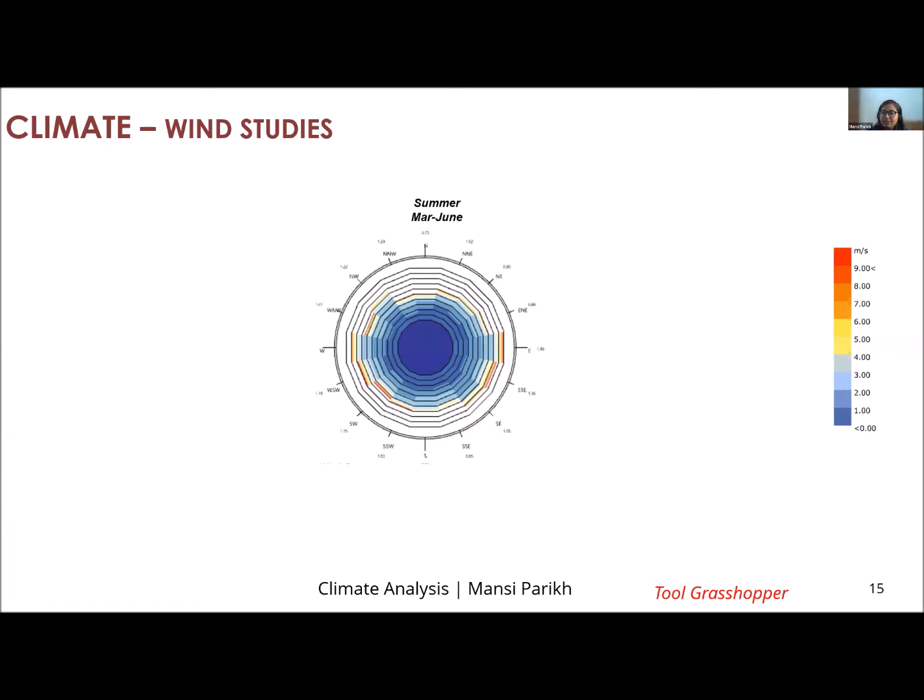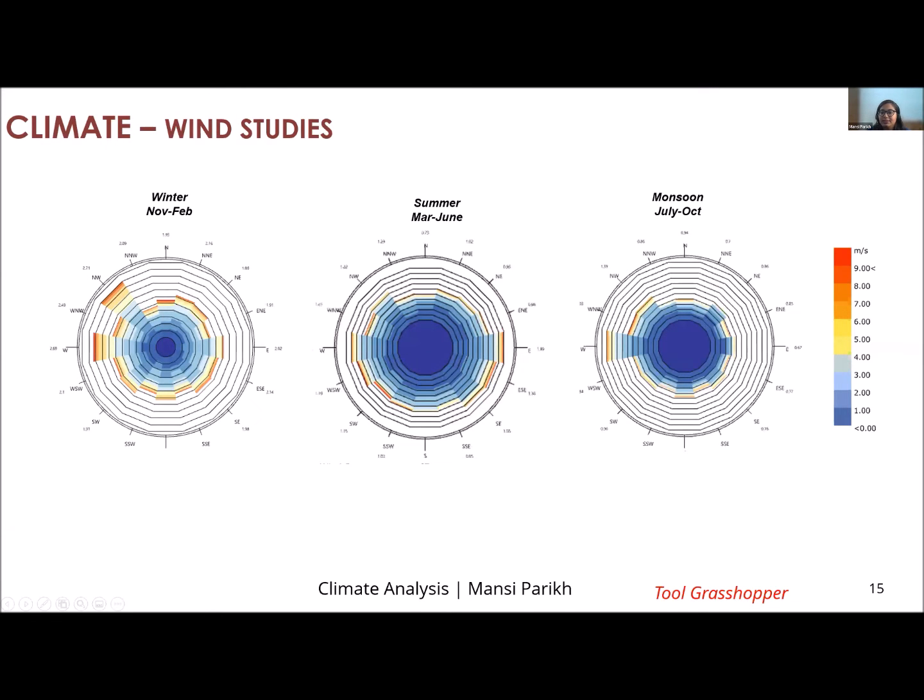So this chart represents wind direction and speed specifically. As you can see, these charts go from blue to red. This shows both direction as well as speed, with blue being the lowest wind speed and red being the highest wind speed.